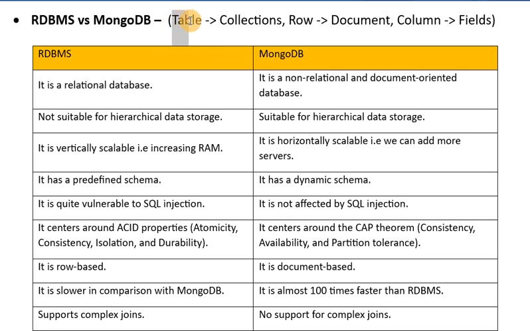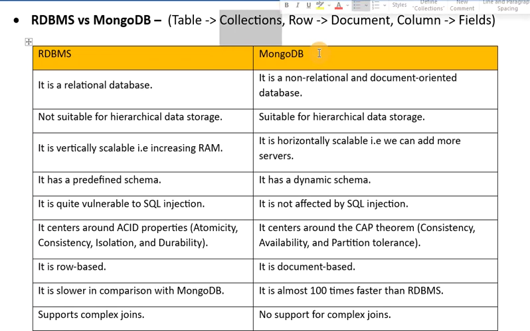So in RDBMS, we use the table. We create a particular predefined table structure. There are certain columns and certain rows. But in MongoDB, we are going to use collections. So when we say collections in MongoDB, don't worry about what a collection is. A collection is nothing but the replica of the table we had in RDBMS. Now the second point is the row. In a table in RDBMS, all the information was stored in row format. There are certain columns and we were storing the information row-wise.